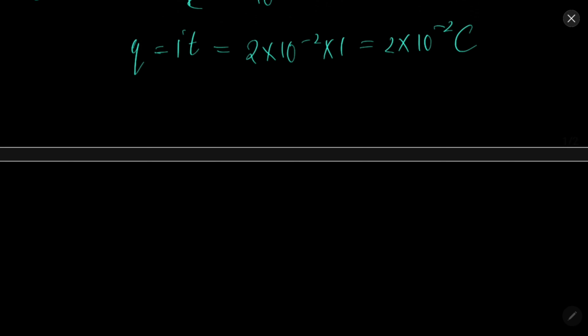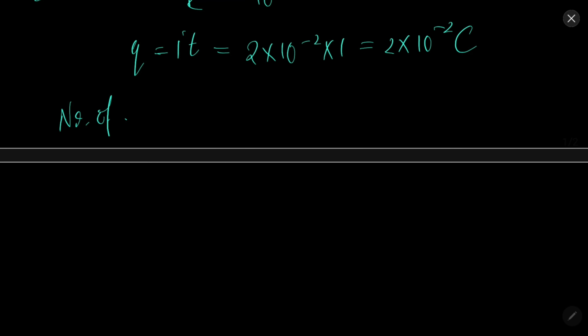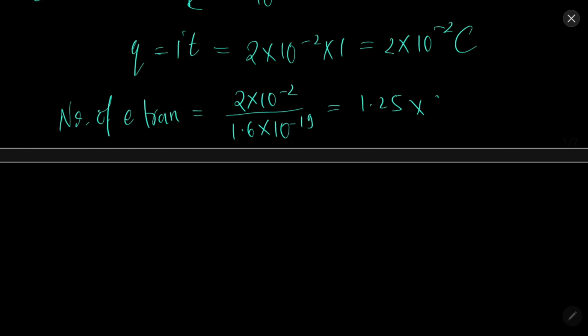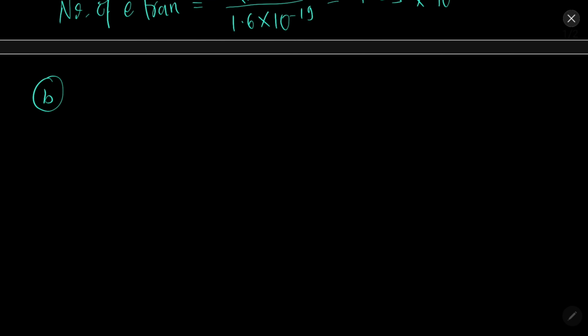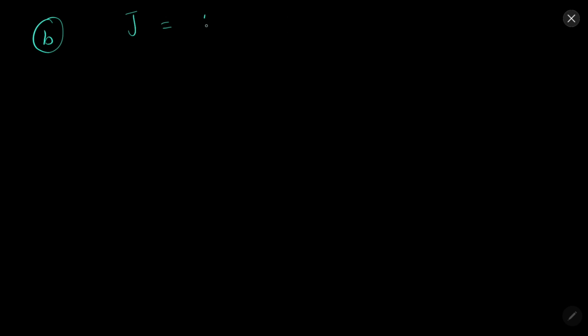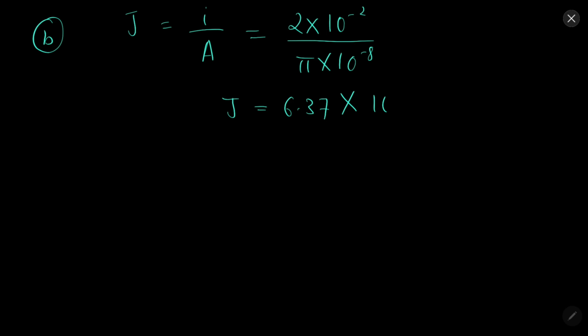And number of electrons transferred will be 2 × 10⁻² over the charge one electron has. So 1.25 × 10¹⁷ electrons have been transferred. B part, current density is given by I over area, 2 × 10⁻² over π × 10⁻⁸, which will give us the current density to be 6.37 × 10⁵ ampere per meter squared.